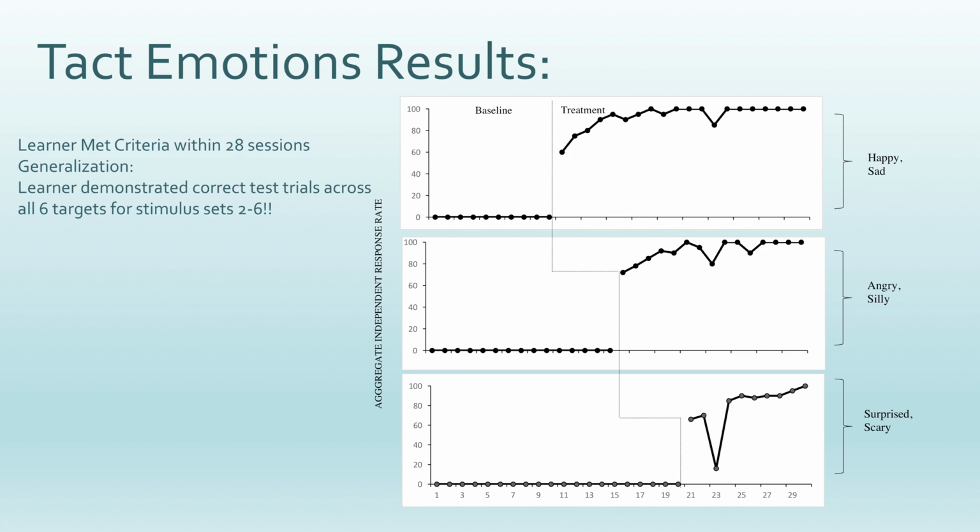Results for tacting emotions are similar to receptive emotions. The learner met criteria within 28 sessions and demonstrated generalization across all targets in stimuli sets 2 through 6. So that is pretty cool. As you can see, the longer baseline here took about 5 sessions to meet criteria for happy and sad, 5 sessions again to meet criteria for angry and silly, and 8 sessions to meet criteria for surprised and scary. And then it looks like on this date, there were probably some contextual variables impacting the learner's score.